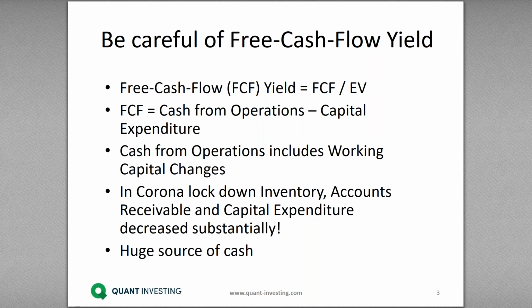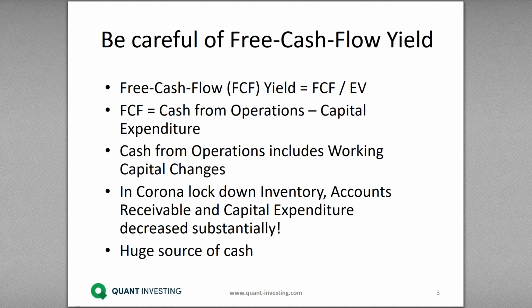But during the corona lockdown, inventory and accounts receivable ran down substantially. Just think about it. These companies were getting paid. Maybe they didn't produce anymore. They sold less, but they still sold and they weren't producing, so their inventory went down. And also because everybody didn't know what their future was going to look like, they completely stopped capital expenditure. All these three factors, or probably more, led to free cash flow increasing substantially in most of these companies.